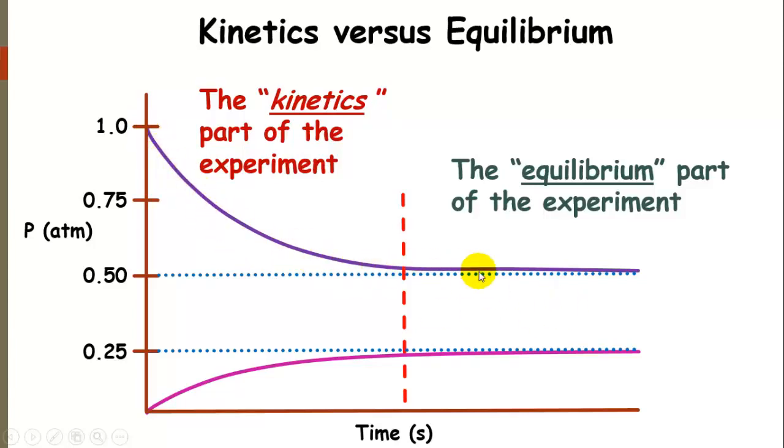Now, once we let the reaction run, we reach this part of the curve where the concentrations stay constant in time. At the early part, partial pressures are changing rapidly, and once we reach equilibrium, they're just constant. So this is the equilibrium part of the experiment, and this is the kinetics part of the experiment that we discussed in Unit 14 in earlier videos.